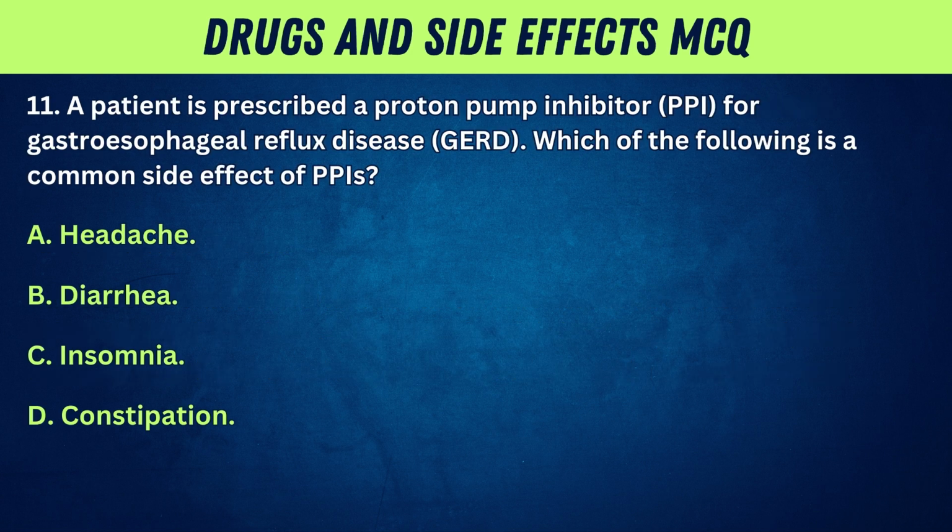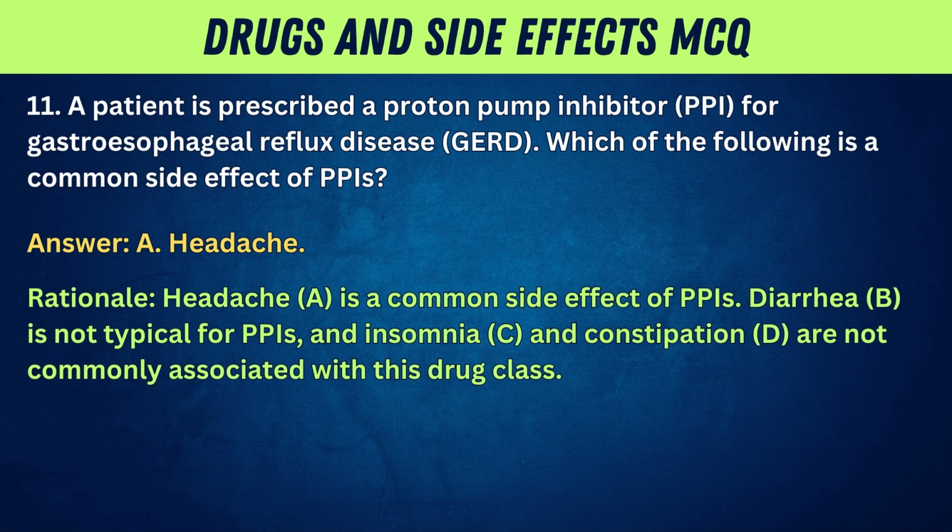11. A patient is prescribed a proton pump inhibitor, PPI, for gastroesophageal reflux disease, GERD. Which of the following is a common side effect of PPIs? A. Headache. B. Diarrhea. C. Insomnia. D. Constipation. Answer: A. Headache. Rationale: headache, A, is a common side effect of PPIs. Diarrhea, B, is not typical for PPIs, and insomnia, C, and constipation, D, are not commonly associated with this drug class.